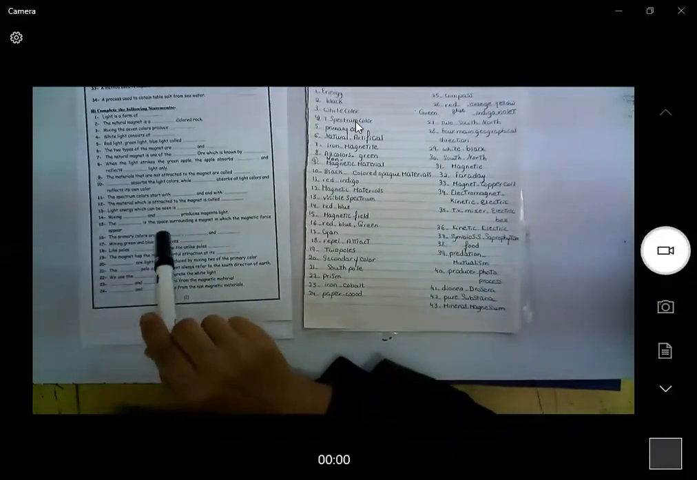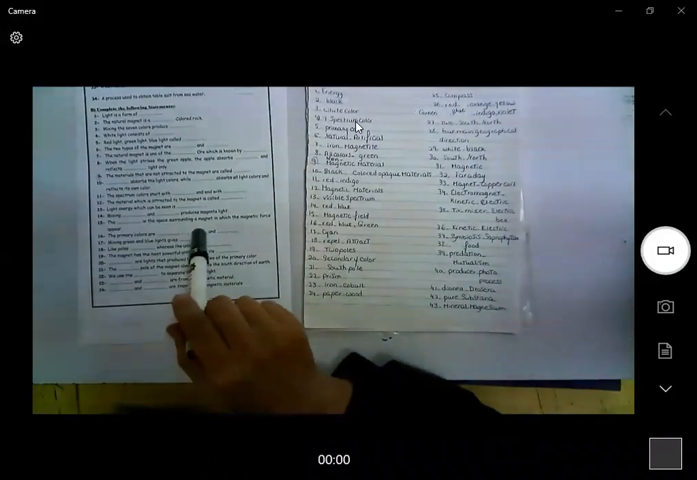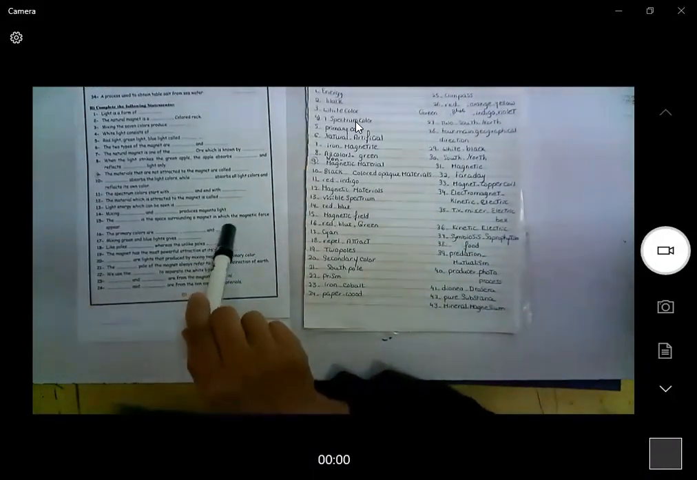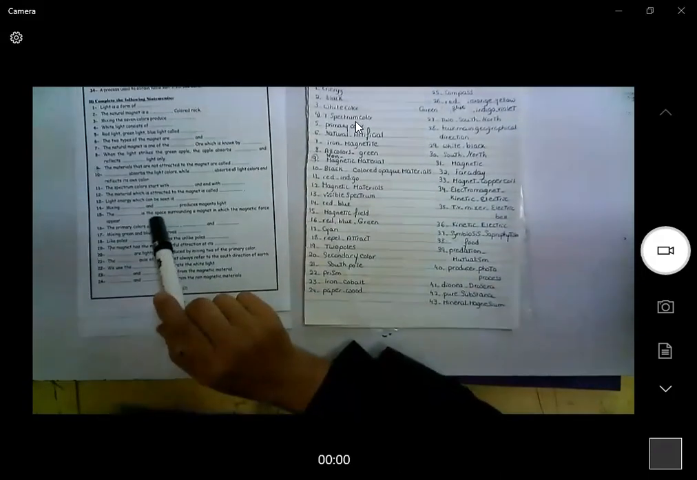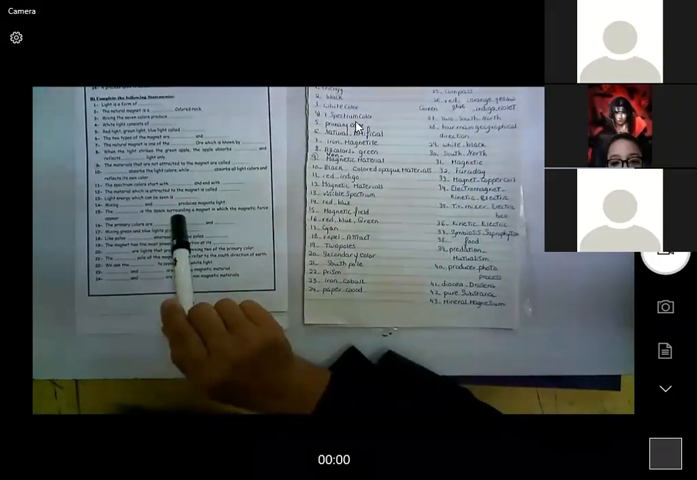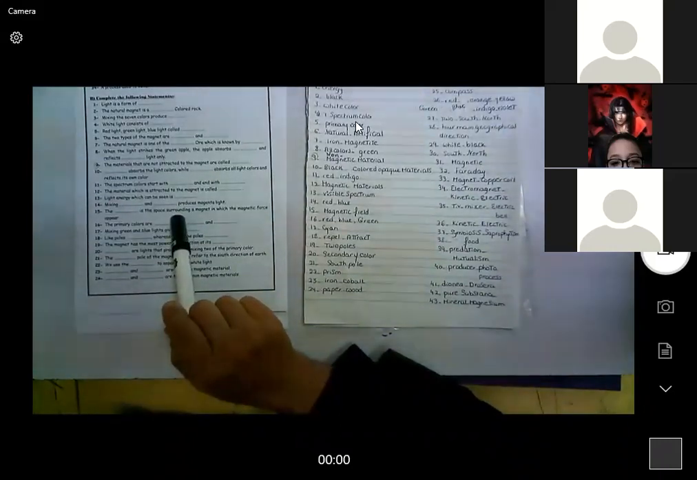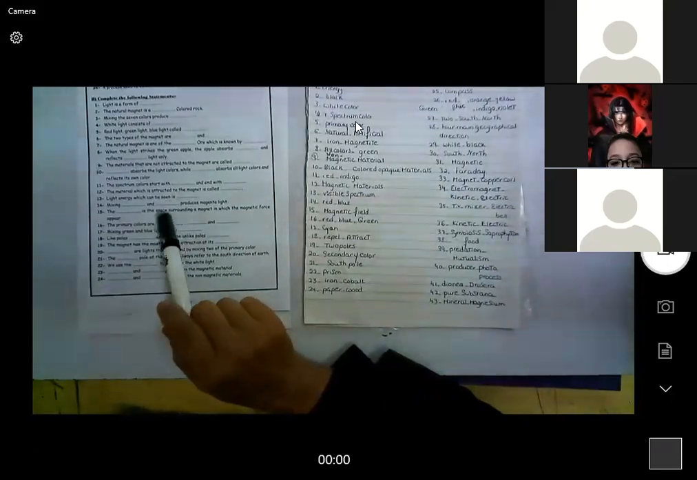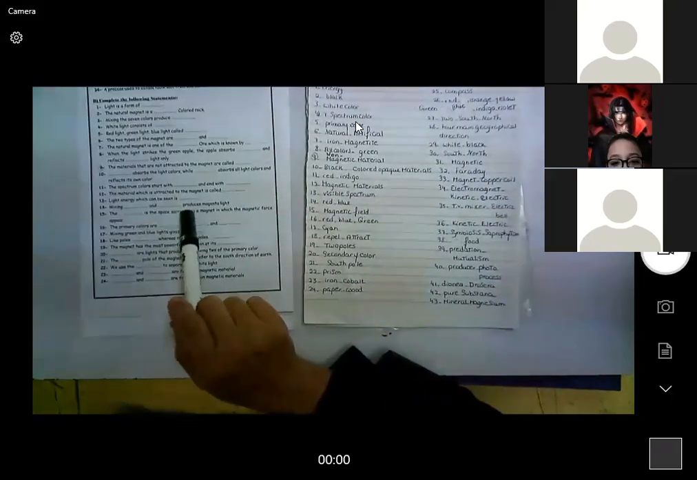15, we said before, the space around the magnet, the space surrounding the magnet in which the magnet force appears. When I see the words space surrounding the magnet, I'm going to write magnetic field. Space around the magnet, magnetic field.